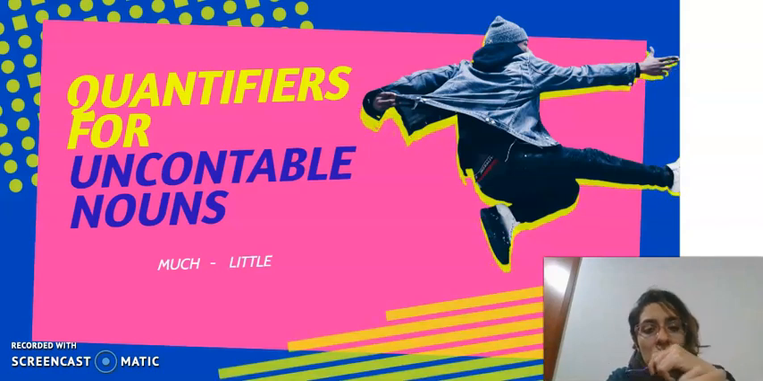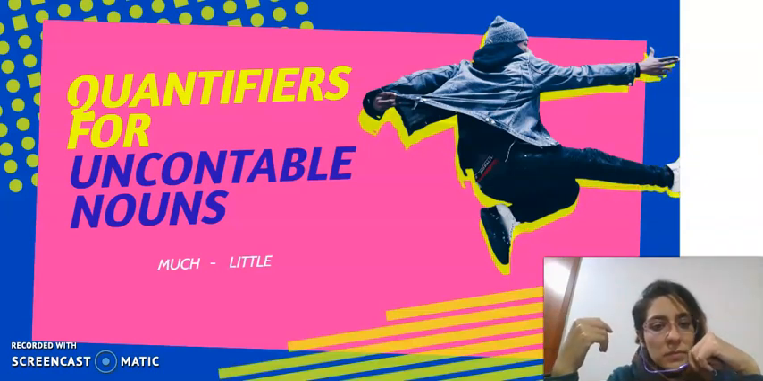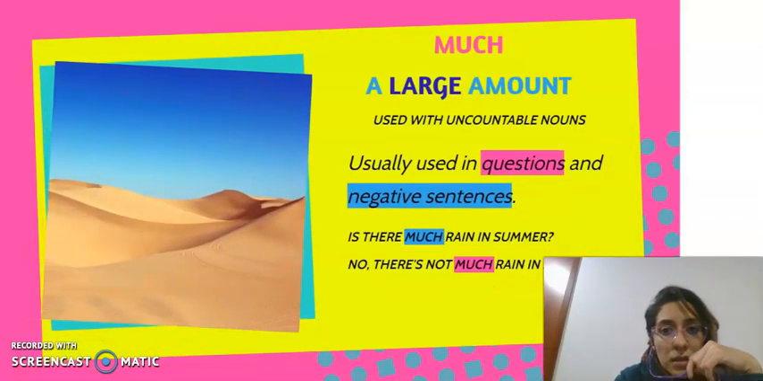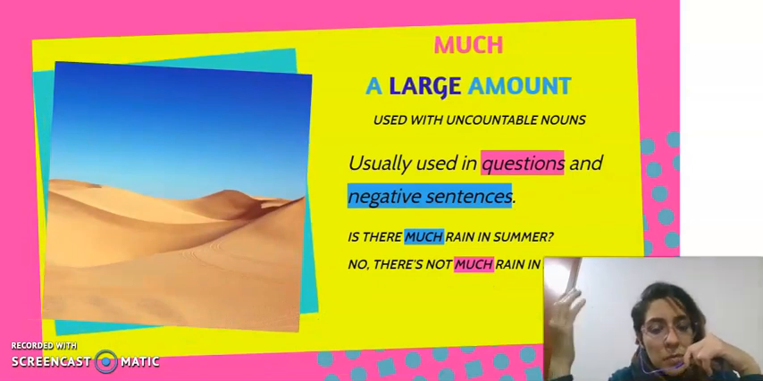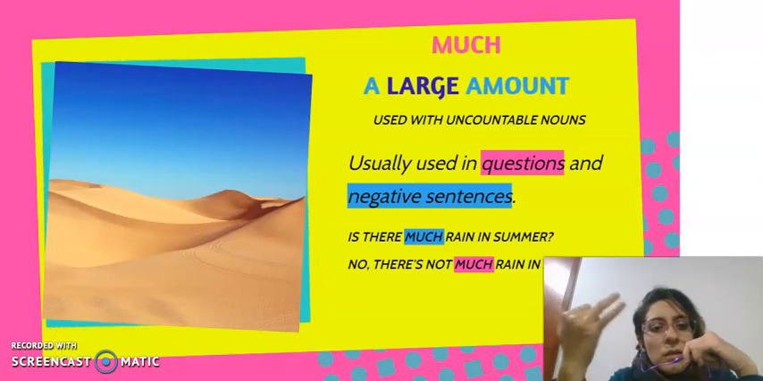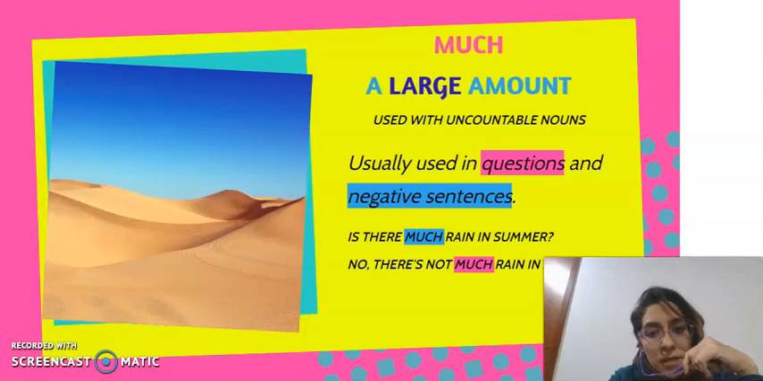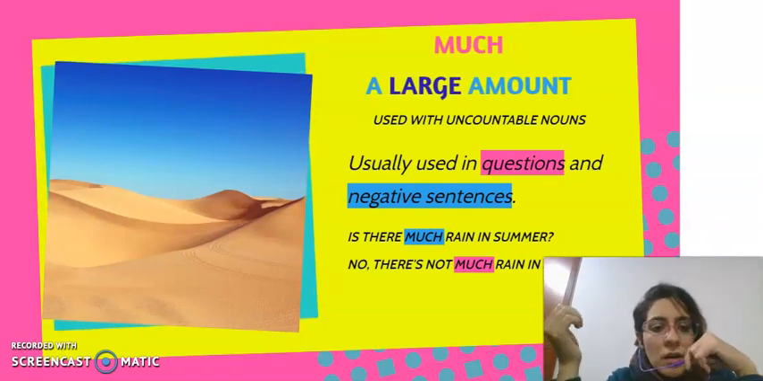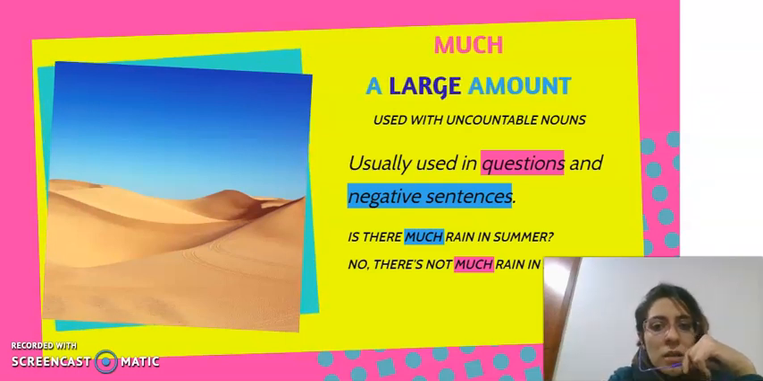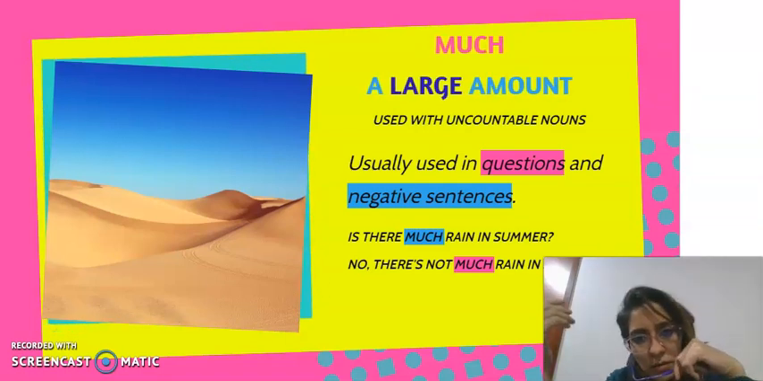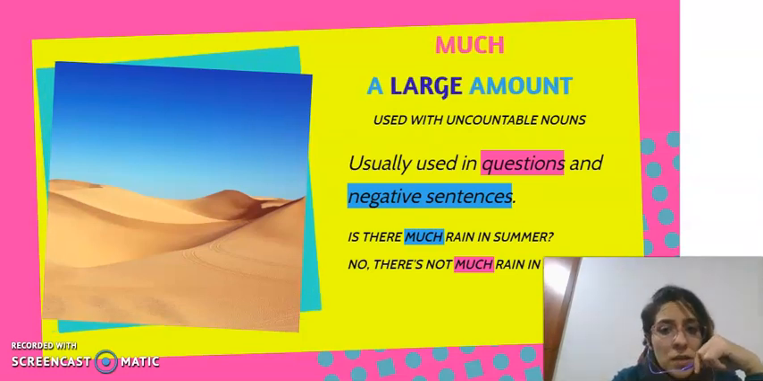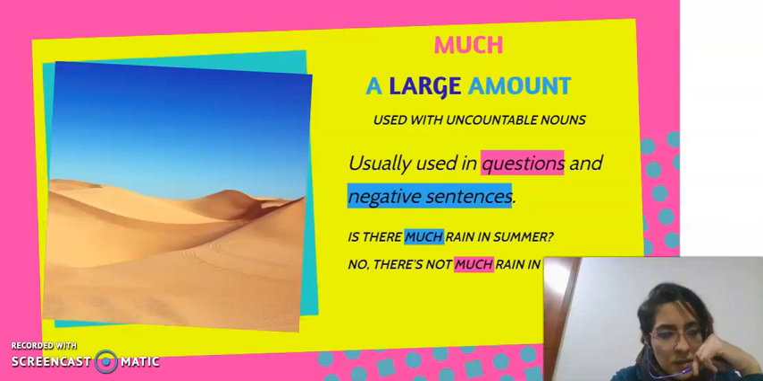Okay, here we have quantifiers for uncountable nouns, much and little. Uncountable nouns are something that you can't count. It's not possible, or it's impossible, like water or sand. Much. This is the first quantifier that we have here. Much is used for a large amount, used with uncountable nouns, as we heard in the last slide. Usually used in questions and negative sentences.